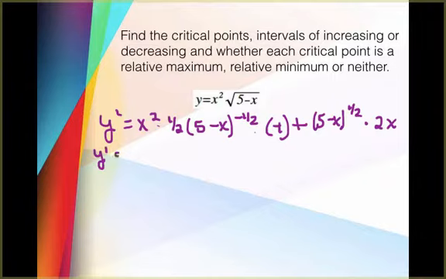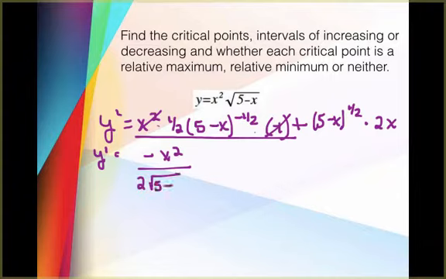So I'm going to go ahead and rewrite that so that I'm in radical form and get rid of these fractional exponents. When I do that, all of this first term is going to become negative x squared over 2 square root of 5 minus x. Then my second term is just going to be 2x square root of 5 minus x. But I'm going to put this over 1 so that they're both fractions. Then I want to combine those two fractions into 1.